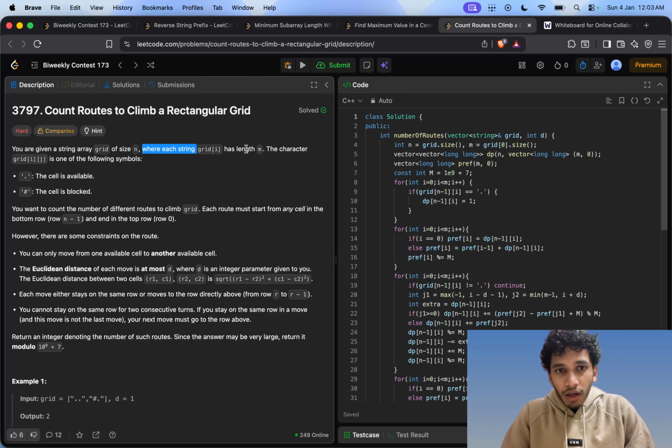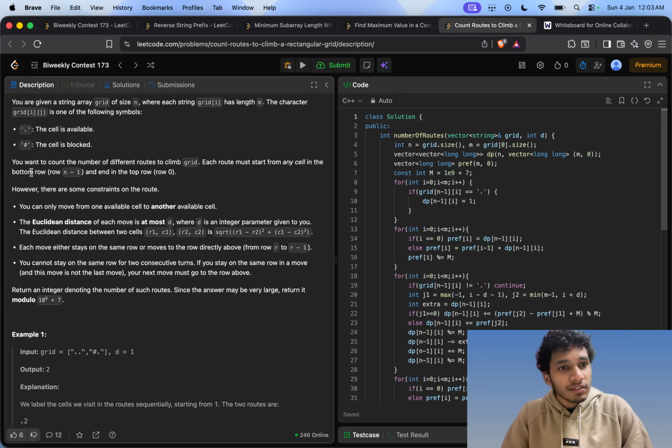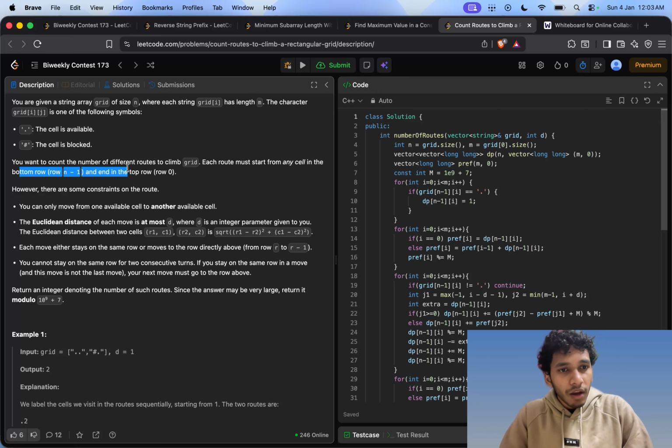Okay, each string in grid has length m. The character grid is one of the following symbols. This is the representation of grid. Each grid contains some rows. The length of each row is constant, which is m. Here it is 2. And the elements are either dot or hash. Dot represents that cell is available, and hash represents the cell is blocked. You want to count the number of different routes to climb grid. Each route must start from any cell in the bottom row and end up in the top row.